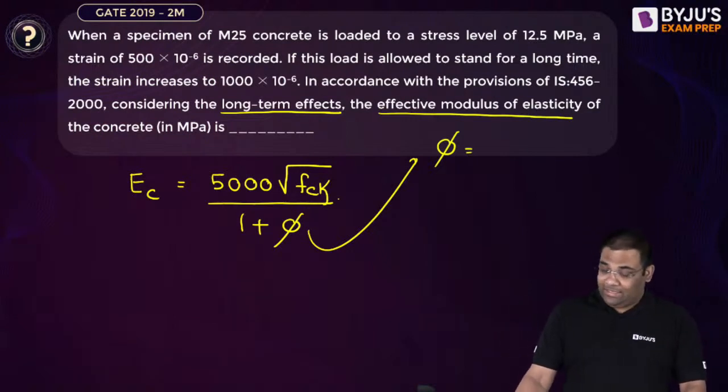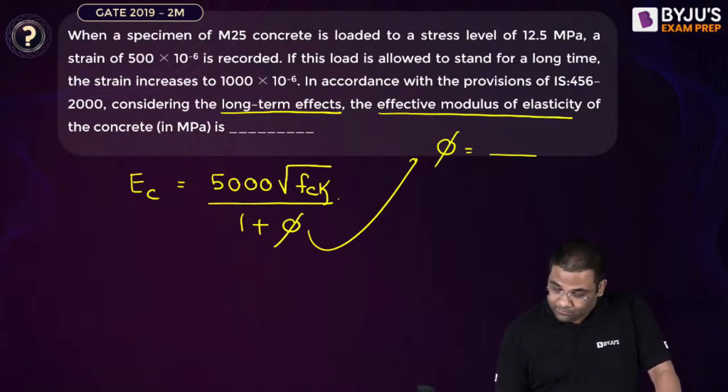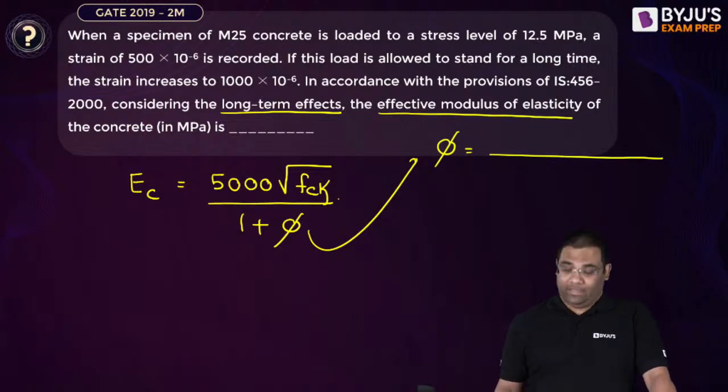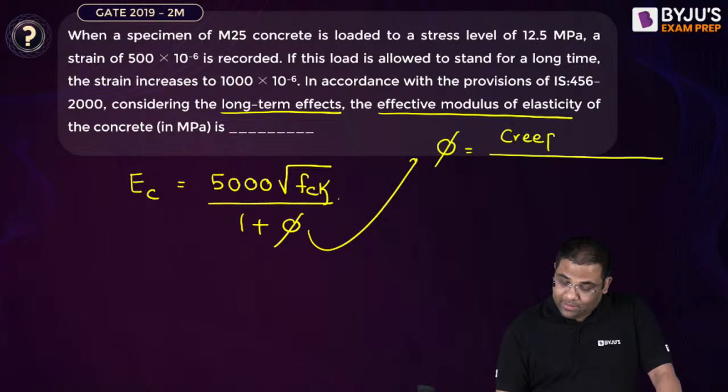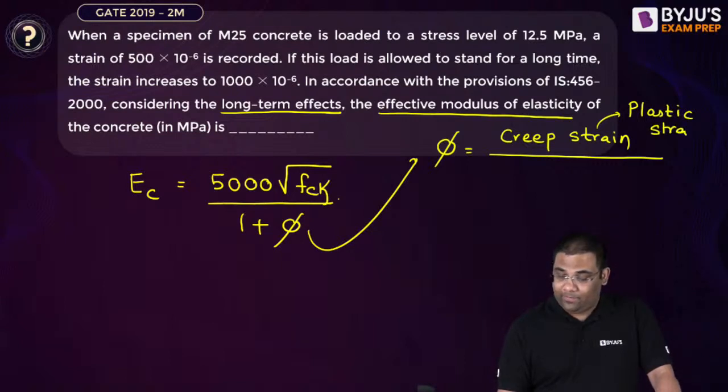Okay, so what is this creep coefficient? It is your creep strain by elastic strain. Creep strain means the plastic strain, right? It is the creep strain or plastic strain by elastic strain.